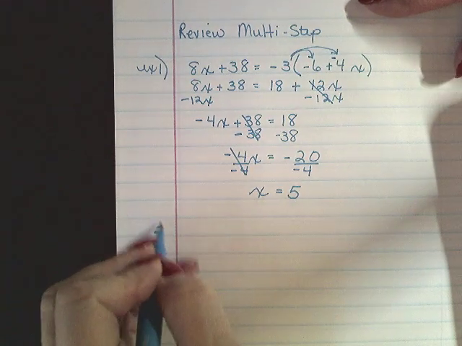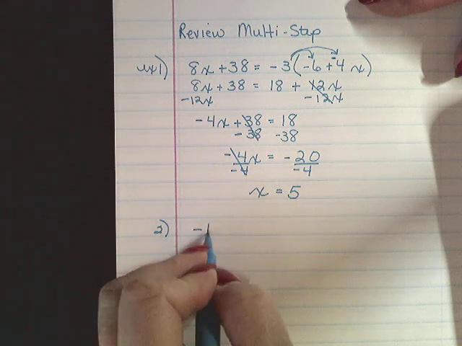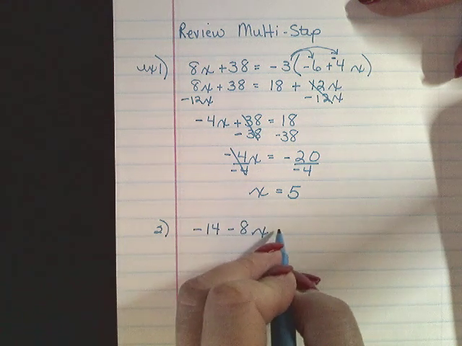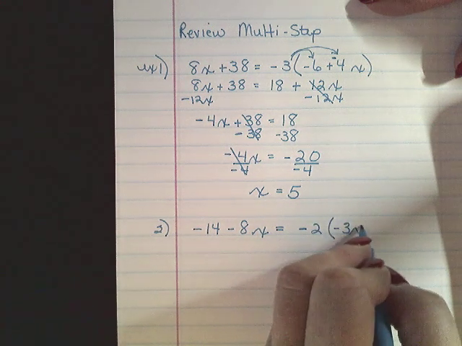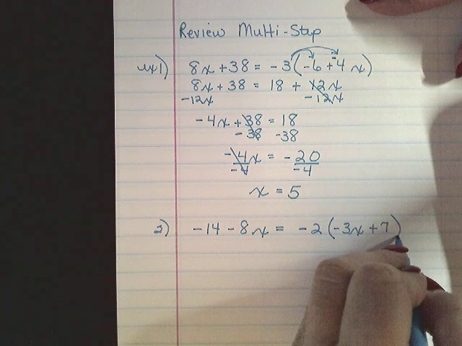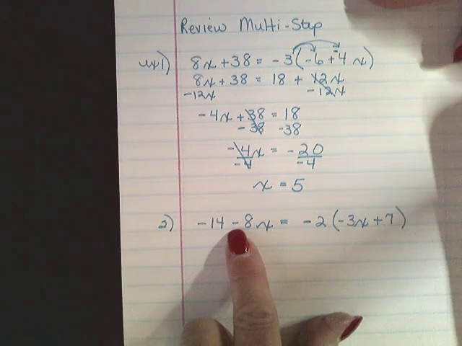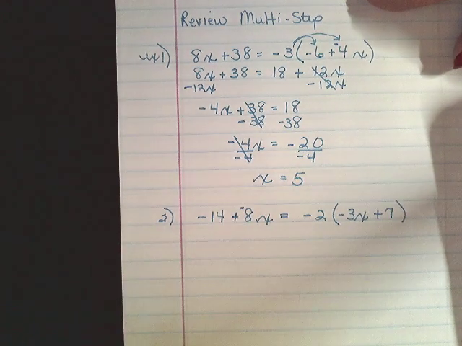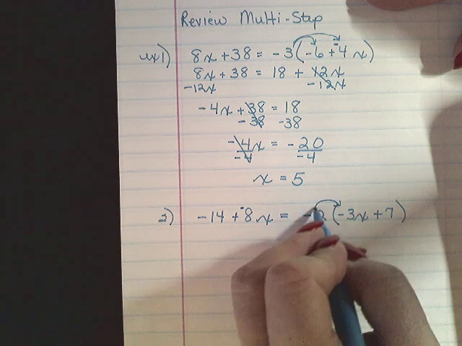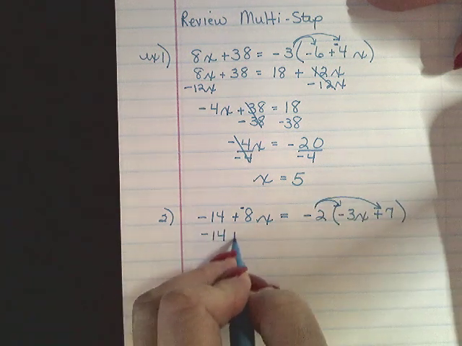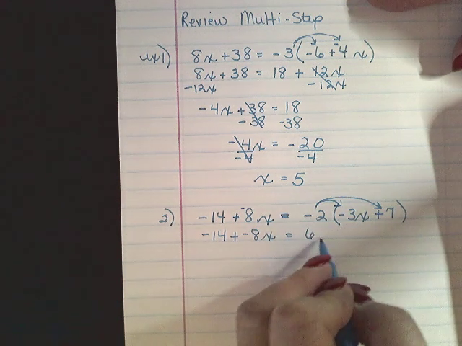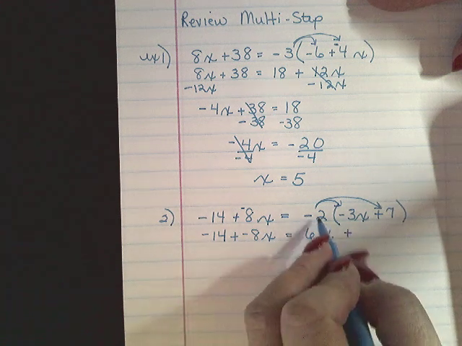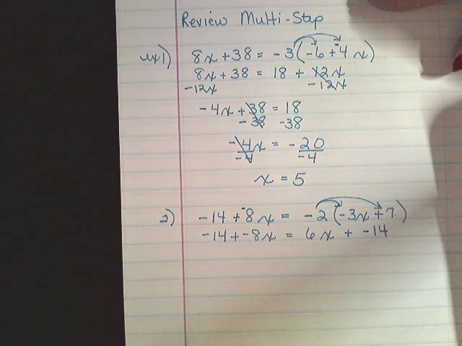All right, one more for the review. Negative 14 minus 8x equals negative 2 times negative 3x plus 7. All right, so here's my subtraction this time. So I'm going to change that to adding a negative. Now I'm going to distribute. So I have negative 14 plus negative 8x equals negative 2 times negative 3x is a positive 6x. Negative 2 times a positive 7 is a negative 14.